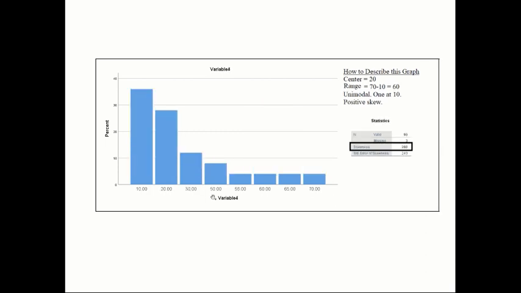In this graph, the center or median is 20. The range is 70, the largest value, minus 10, the smallest value, which equals 60. The graph is unimodal with one mode at 10. And in this graph, there is a positive skew as the right side of the graph extends much further than the left side of the graph. And the skewness value from SPSS is positive 0.998.